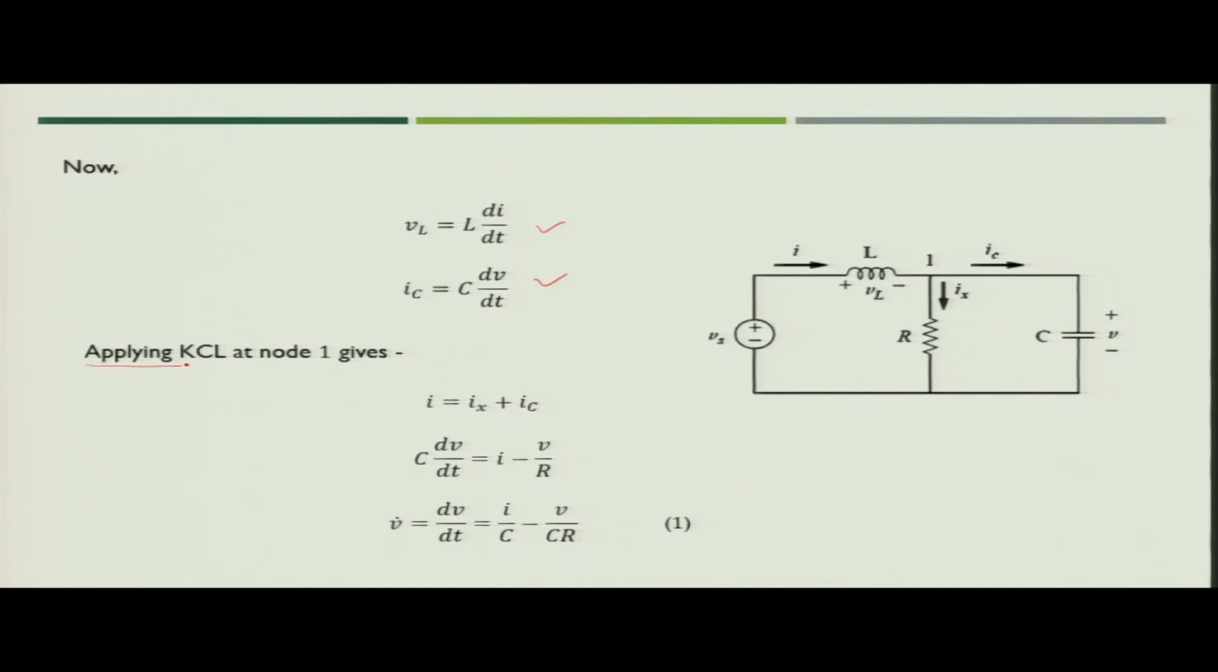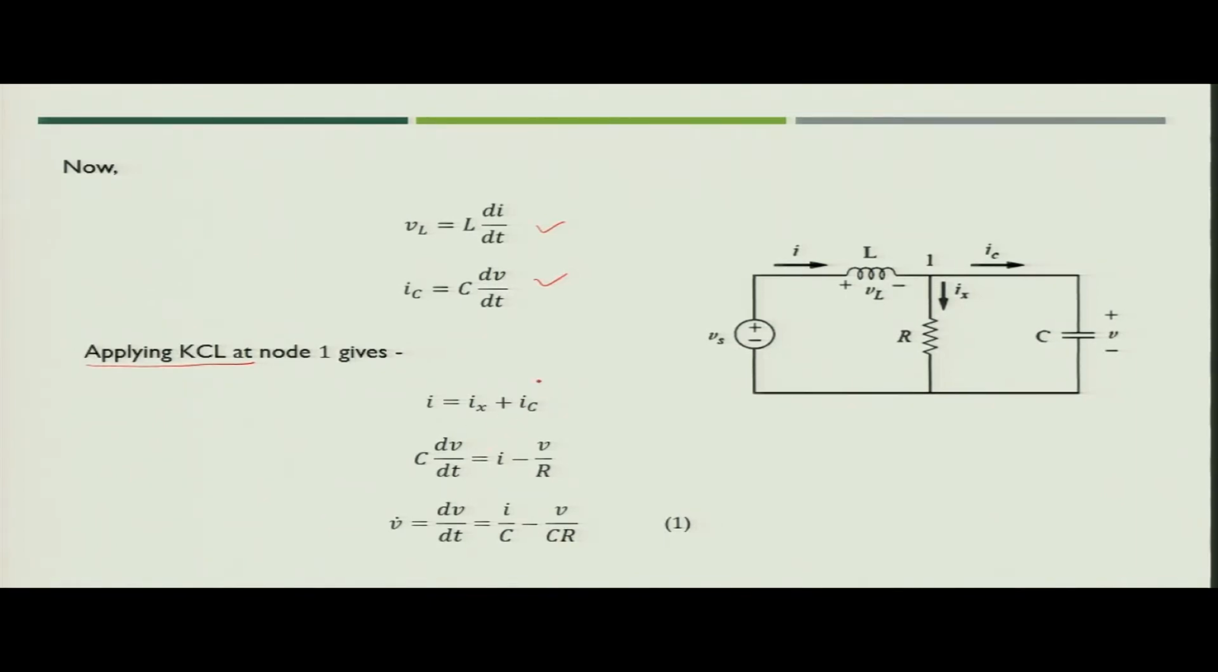Now, let us apply KCL at node 1. When you apply KCL at node 1, what can you write? You can write I is equal to Ix plus Ic. What is Ix? If you see, the voltage across the capacitor is also applied across the resistor. So, Ix will be nothing but V by R. So, we have taken Ix as V by R and current I, which is unknown.